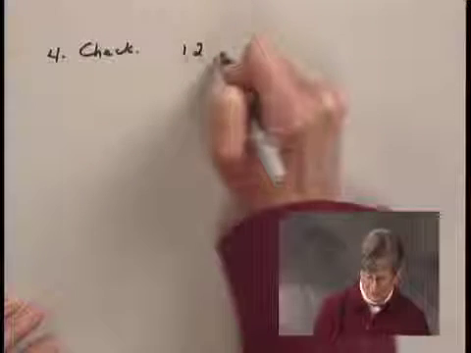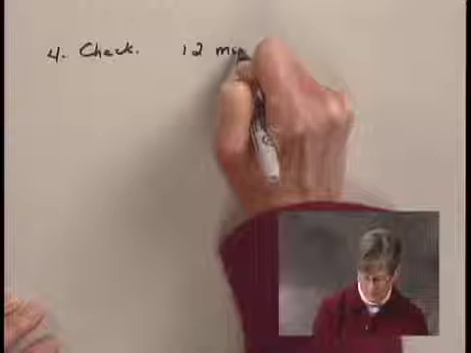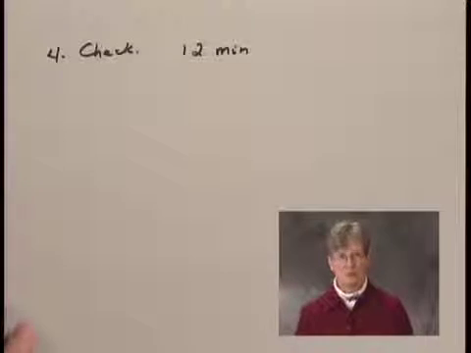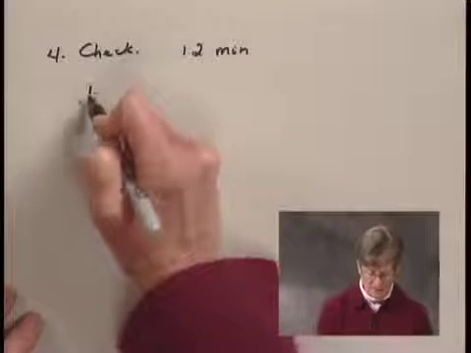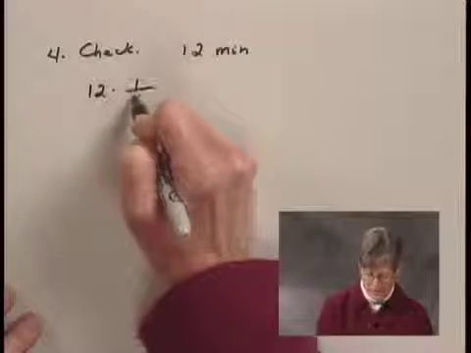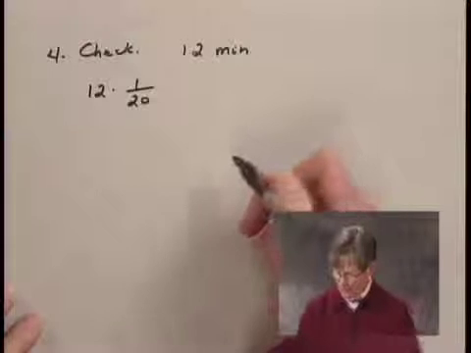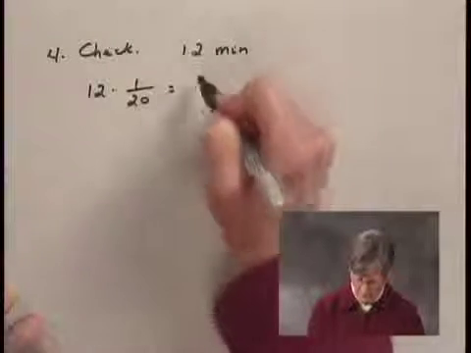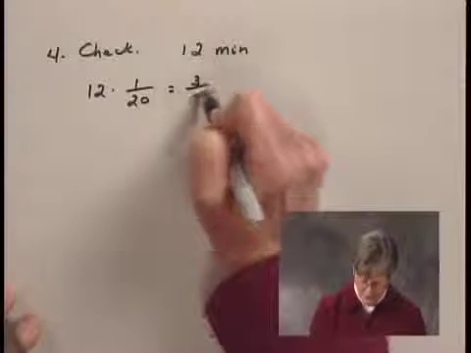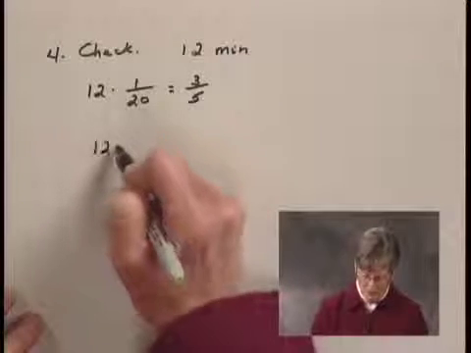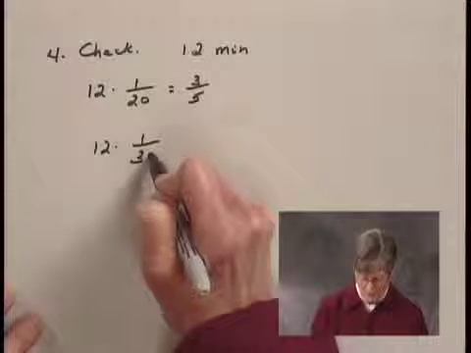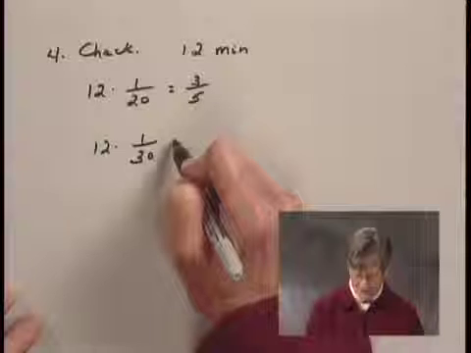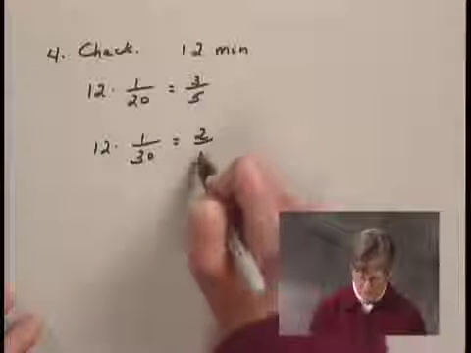We're checking 12 minutes. Now, we know that one of the machines can do the job in 20 minutes. So in 12 minutes, it does 12 times 1 over 20 of the job, which is 3/5 of the job. And the second machine can do the job in 30 minutes alone. So in 12 minutes, it does 12 times 1 over 30 of the job, which is 2/5 of the job.